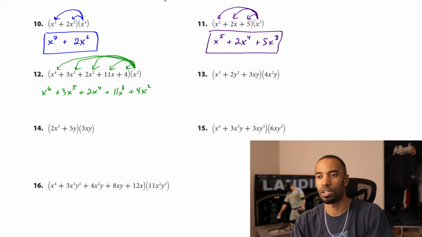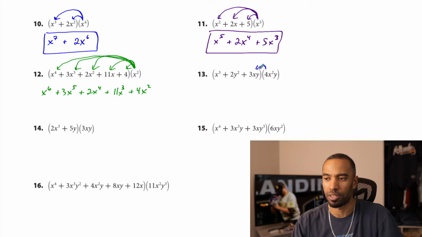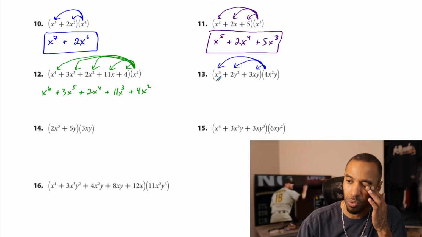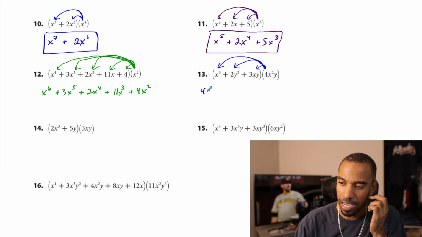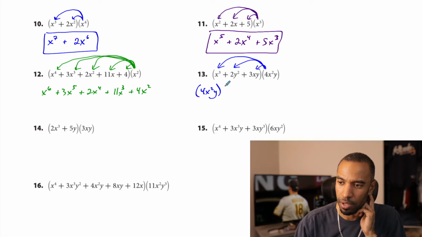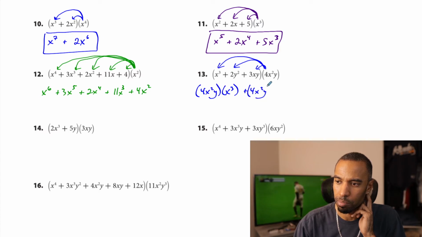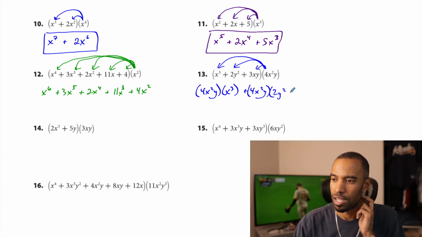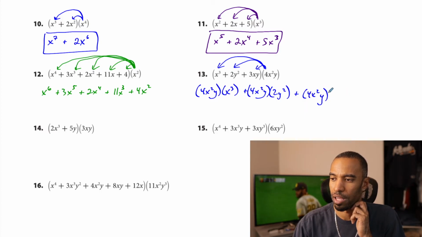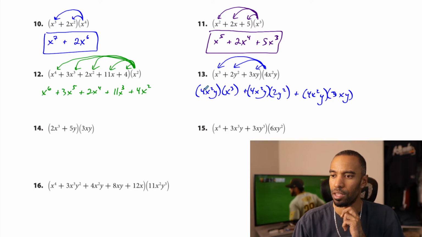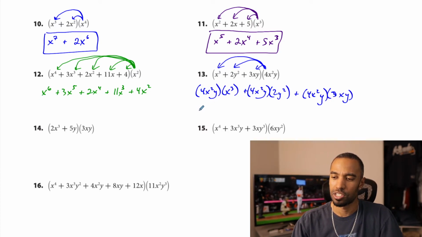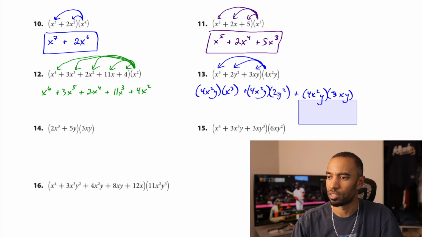Okay, number 13, we're going to do a monomial times a trinomial here, only this time with x and y involved. So 4x squared y, let's write this one out. I got 4x squared y multiplying with x cubed. I have 4x squared y multiplying with 2y squared. And I have 4x squared y multiplying with 3xy. There's the distributive step right there. 4 is still hanging out. Let me change the color here.